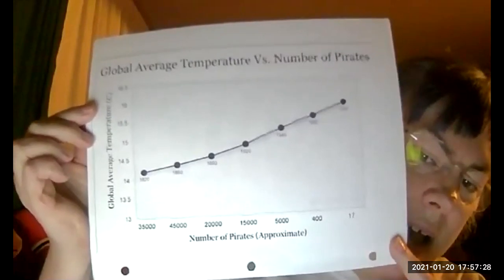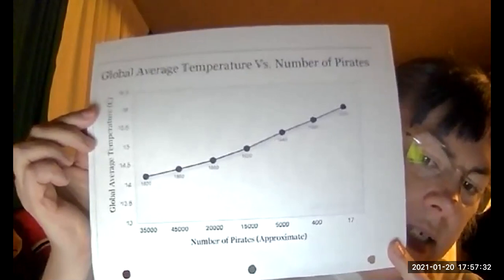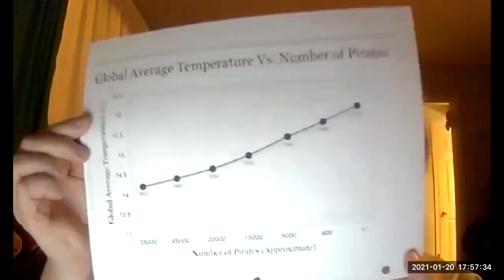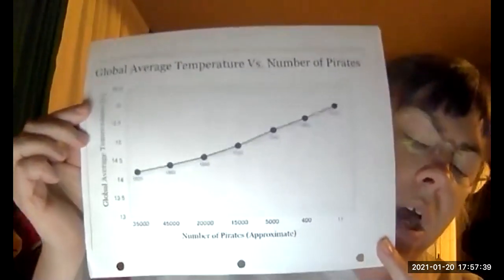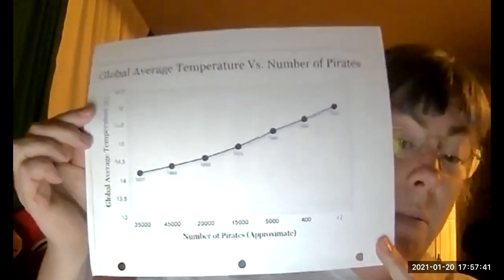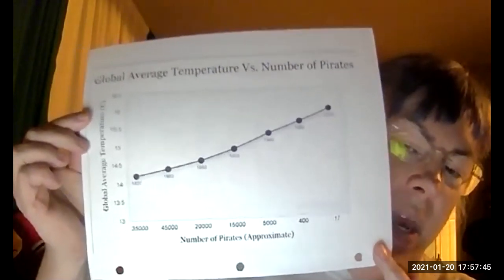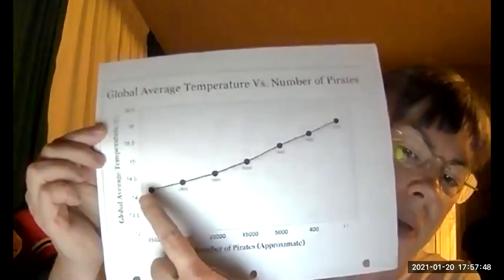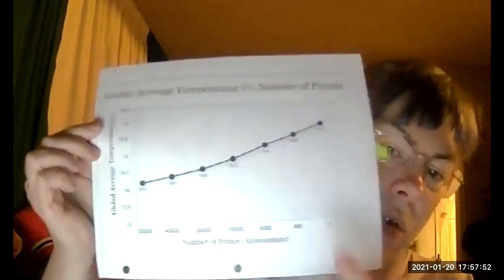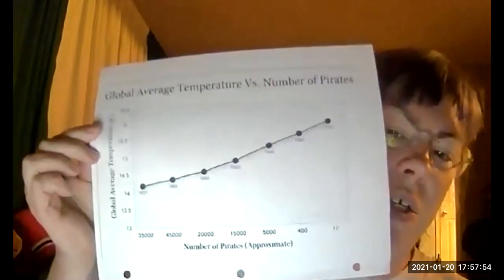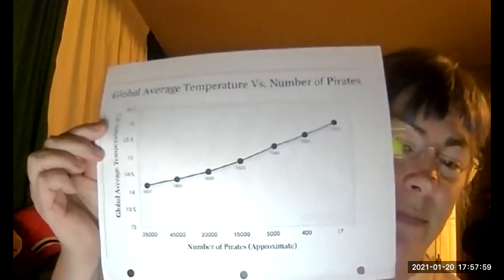You will notice it has on its vertical axis, on the y-axis, average global temperature. This is done in Celsius. Across the bottom, it has numbers of pirates. So if you look at your data, each time you change the number of pirates, you change the temperature for the global warming. So therefore, basically, global warming is due to lack of pirates.